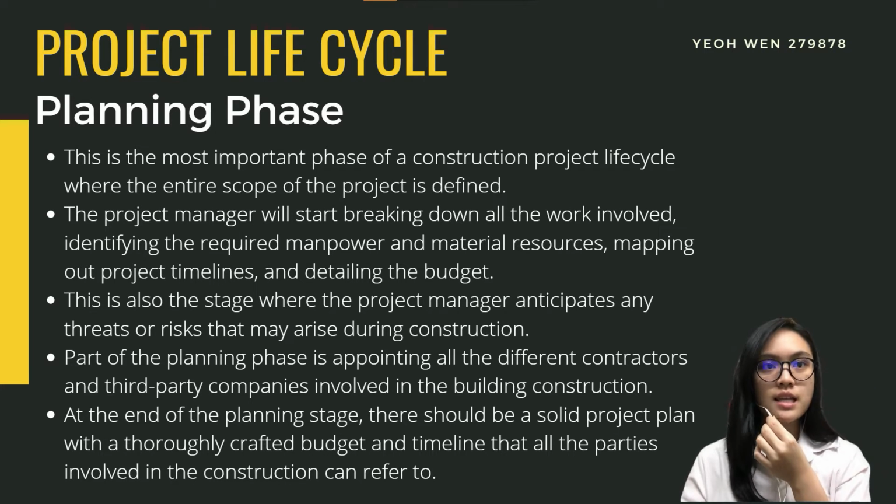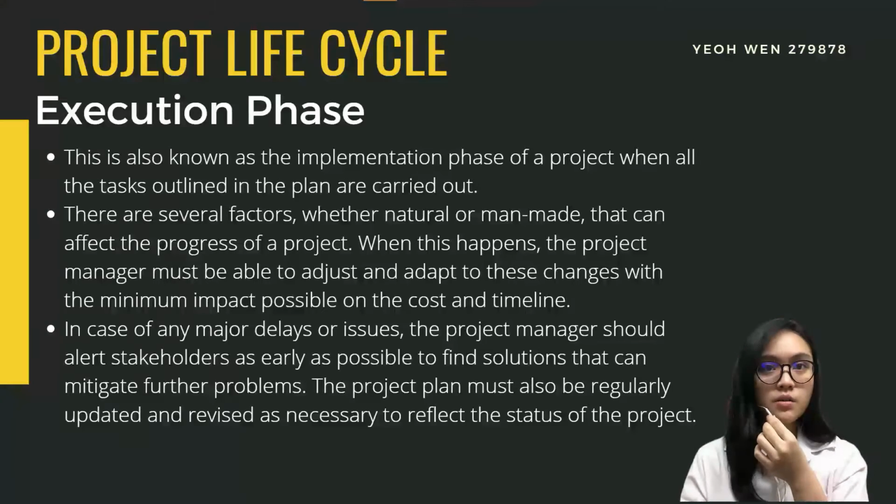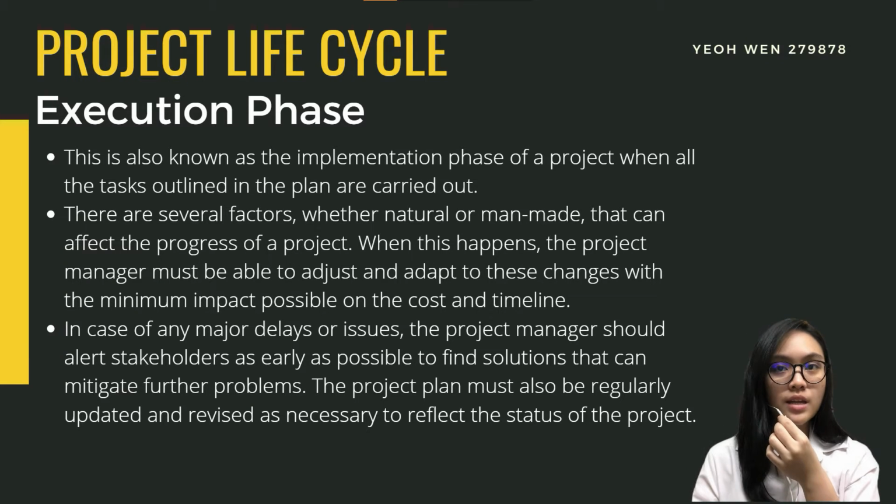The third phase is the execution phase. This is also known as the implementation phase of a project when all the tasks outlined in the plan are carried out. Every person who has worked in construction would acknowledge the importance of project management at this stage to ensure all the required tasks and deliverables are performed on time and on budget. In an ideal world, everyone performs their tasks according to the plan. However, this is not always the case.